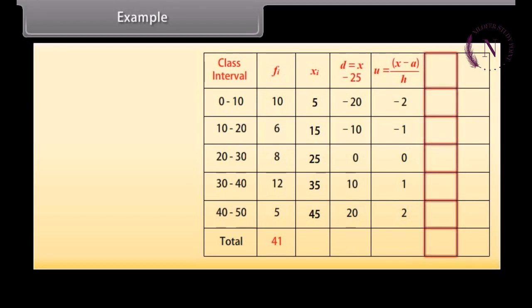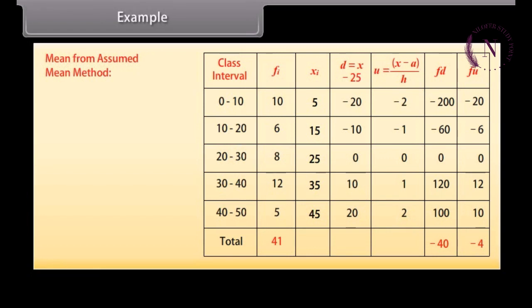In the sixth column, we find the product of f and d, and their sum is minus 40. In the seventh column, we find the product of f and u, and their sum is minus 4. And then we find the mean using assumed mean method by using the formula assumed mean plus summation of the product of fi and di divided by summation of fi. 25 plus minus 40 by 41. 25 minus 0.98. 24.02.